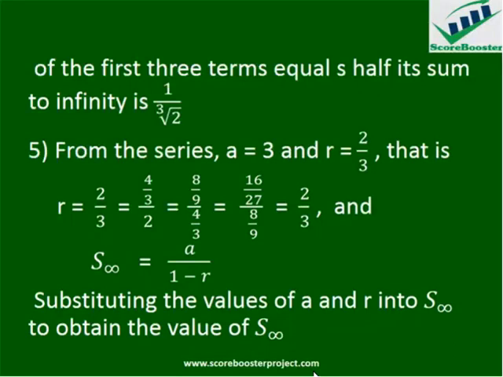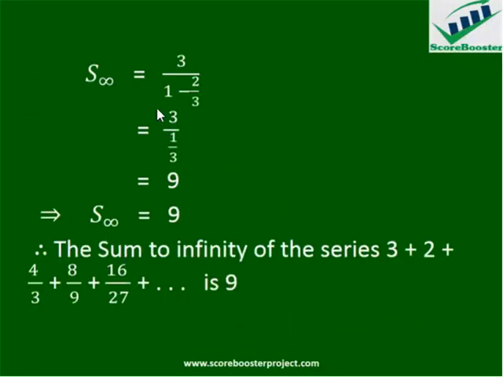So substituting the values of a and r into s infinity to obtain the value of s infinity. So now s infinity will be equals to a, which is 3 over 1 minus 2 over 3, which is the value of r. 1 minus 2 over 3 will give 1 over 3. So we have 3 divided by 1 over 3, which is equals to 3 multiplied by 3 over 1. And 3 multiplied by 3 over 1 will give 9. Therefore, the sum to infinity of the geometric series is 9.